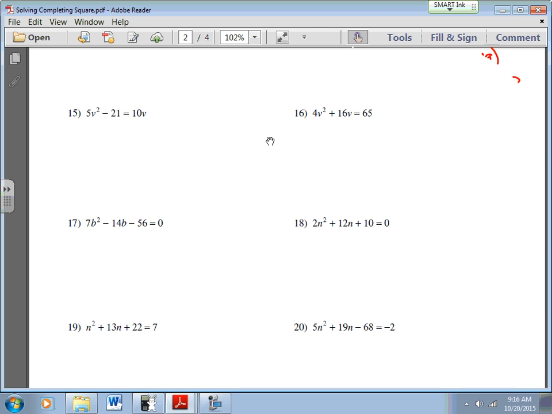Let's go to number 15. Now, number 15, there's a couple things on it that need to be fixed. Does anybody notice anything on number 15? B is on the other side. Yeah, there's a 10b that's on the other side. It should be on the same side that 5b squared is. So can you go ahead and move that term, put it on the correct side?